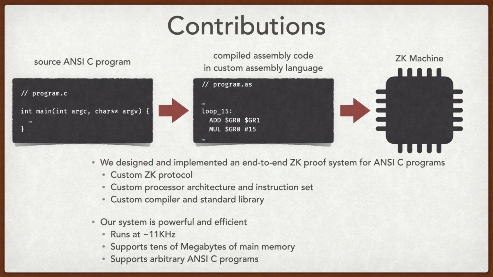We've now taken a very high-level look at our approach to handling zero-knowledge proofs expressed as ANSI programs. To recap, the way that we made this realistic was by designing a number of custom zero-knowledge components, like a custom protocol, custom process architecture and instruction set, and a custom compiler and standard library. The resulting system is powerful and efficient.